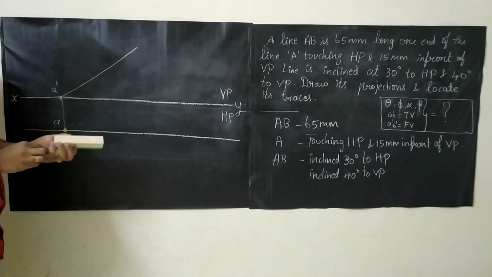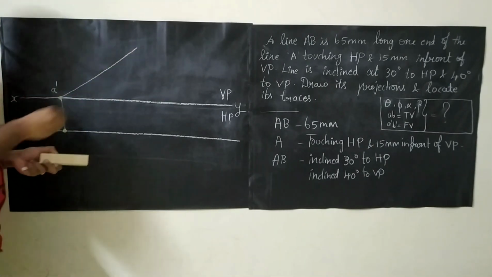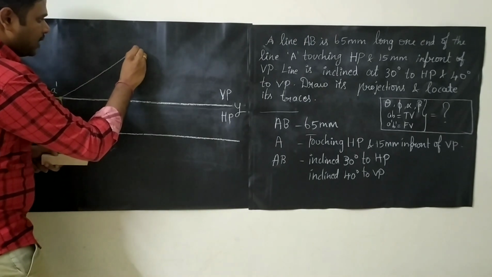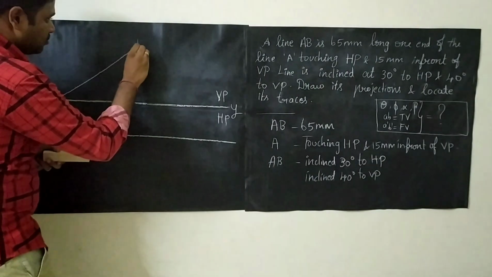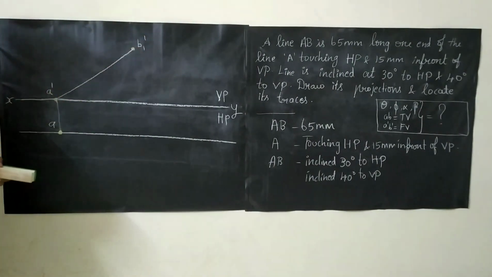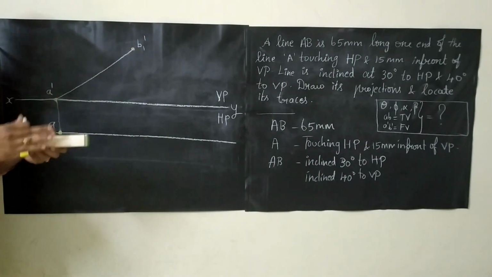Approximately you will be getting like this, and you can name it. So we have found one point here, right? We can name it as B1 dash. And the same step for the same 65 mm.